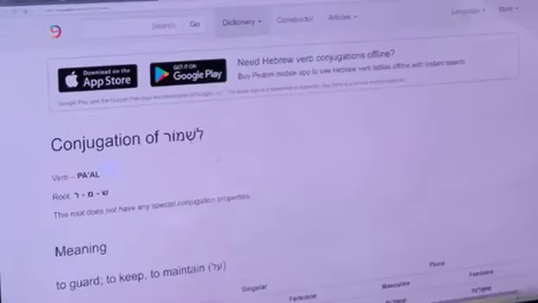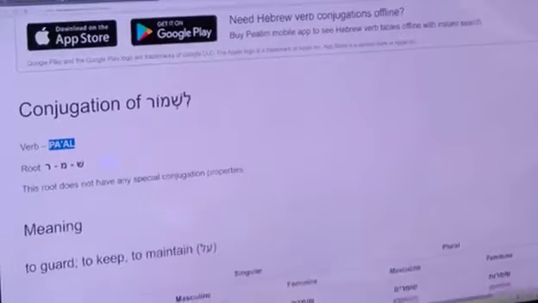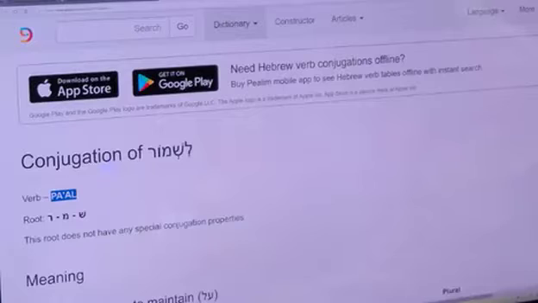Okay, so our example comes by way of the website we showed you last week. The name of this website is Pialim. Pa'al is simply the Hebrew word for verb. As you can see here, it says Pa'al. That's the Hebrew word for verb. Pialim, the name of the website, means verbs, plural.